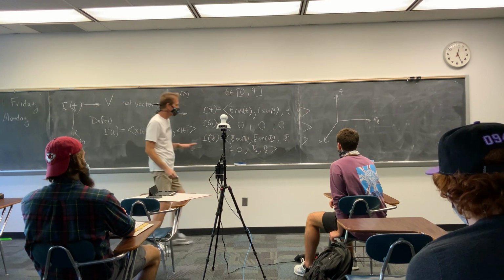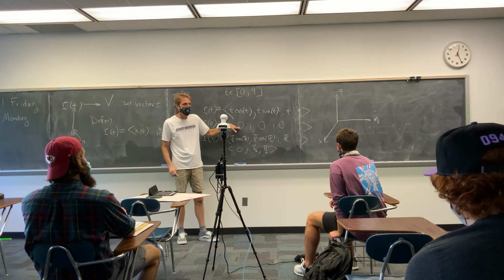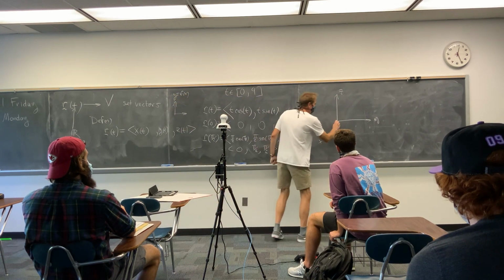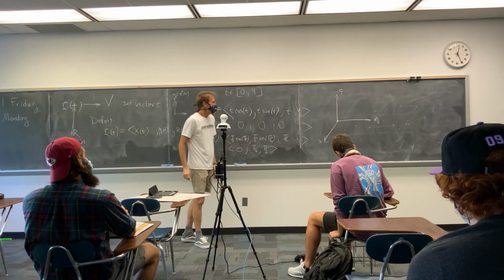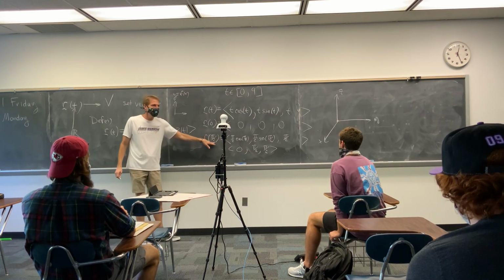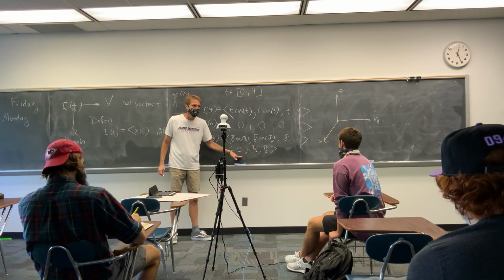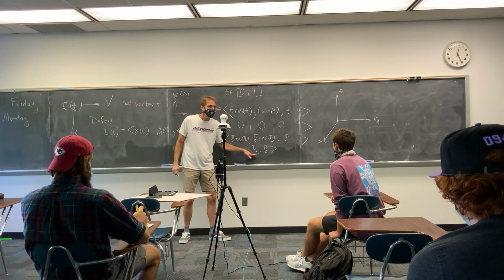So let's plot our first value. When t was 0, we had 0, 0, 0. So that's just a vector pointing to the origin. Now let's say we're at pi over 2. Then we got the vector 0, pi over 2, pi over 2.